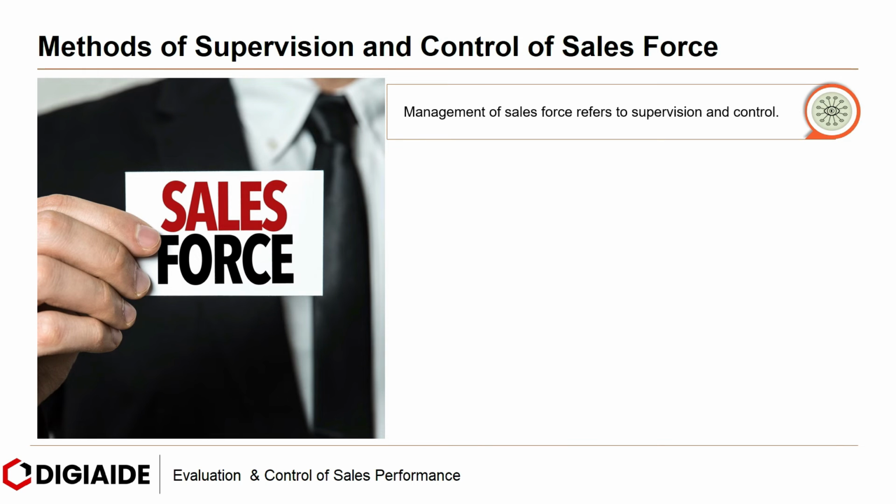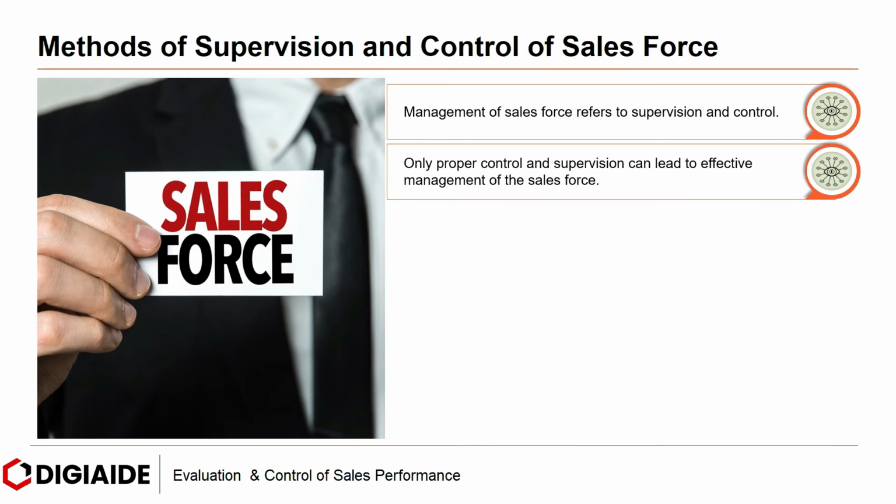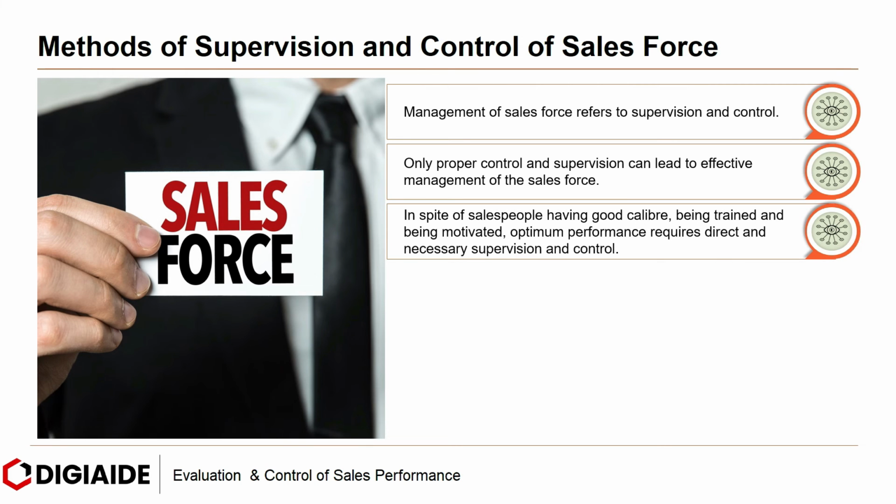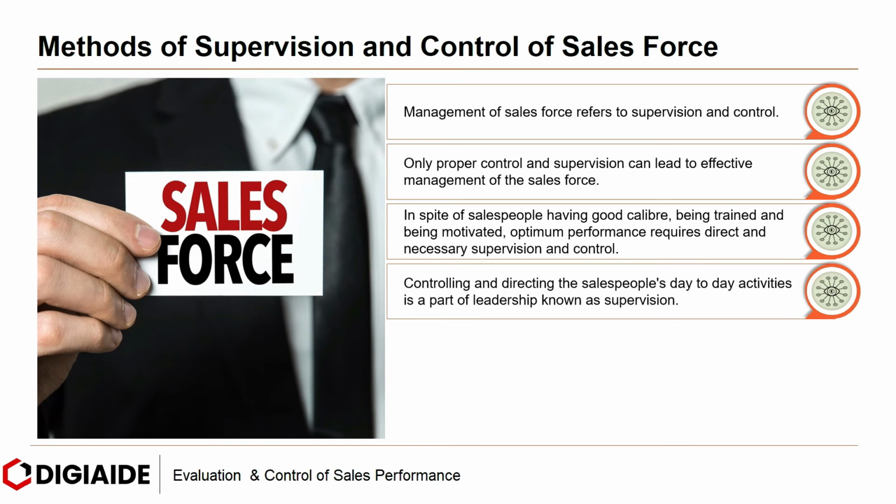Management of sales force refers to supervision and control. Only proper control and supervision can lead to effective management of sales force. In spite of salespeople having good caliber, being trained and being motivated, optimum performance requires direct, necessary supervision and control. Controlling and directing the salespeople's day-to-day activities is a part of leadership known as supervision.